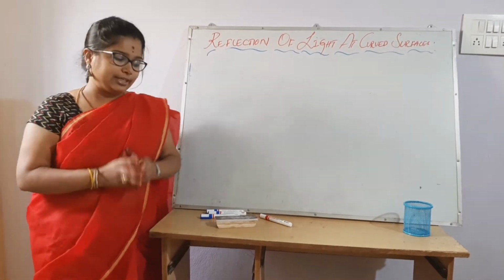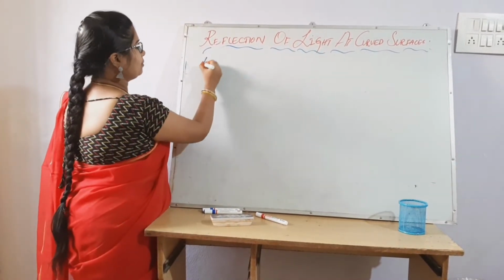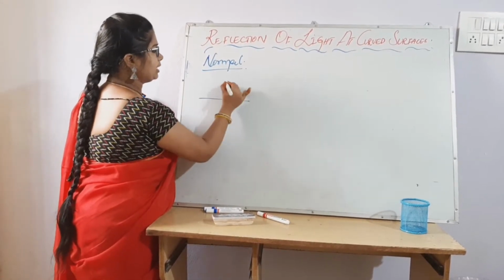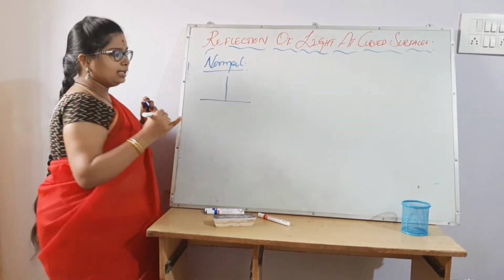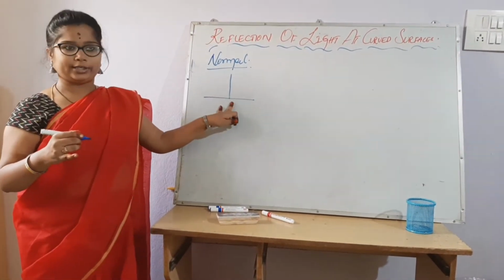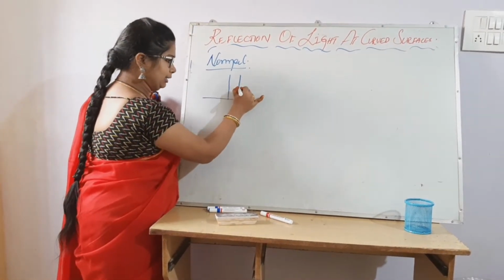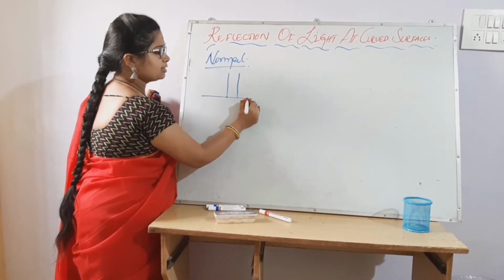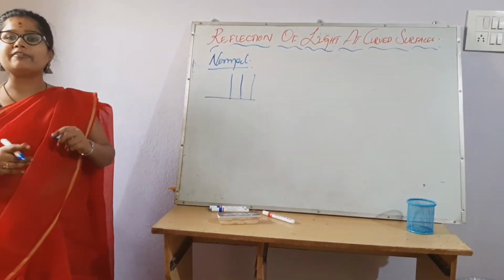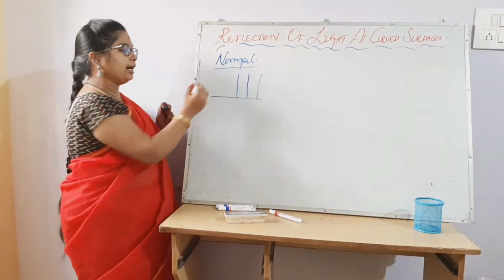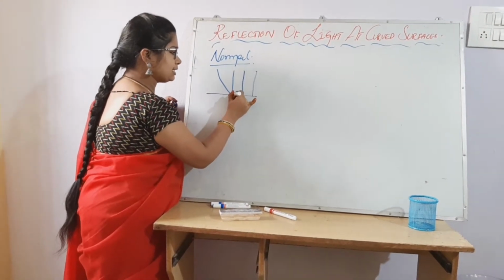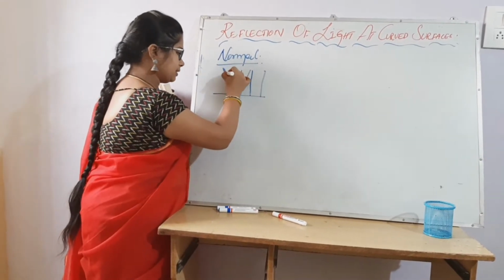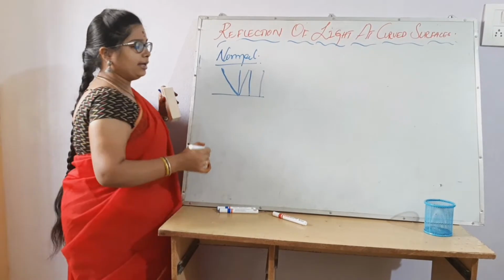On a plane surface we learned about the normals. A normal is a line perpendicular to the plane of the surface at a point. See, this is the normal at this point, this is the normal at this point, and this is the normal at this point. As our second law tells, the angle of incidence is equal to the angle of reflection. It should not bend like this. Angle of incidence is equal to angle of reflection.